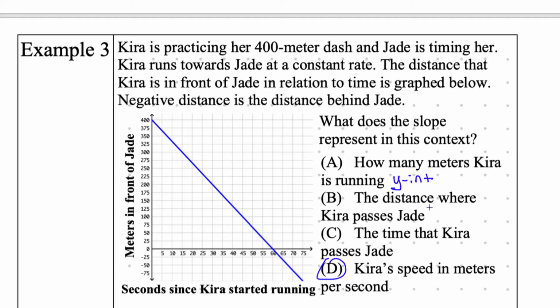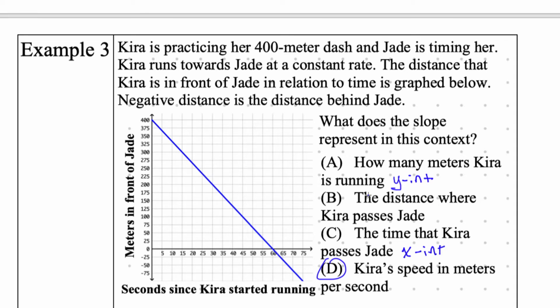So that's kind of a weird way to ask that. That is 0 meters all the way over here. This right here is the point at which you pass Jade, Kira. So the time that you pass Jade, because down here it's seconds, is 60 seconds, which means you have run 400 meters in 60 seconds. And again, since 400 meters is a quarter mile, you've done that in a minute. This is the equivalent of a 4-minute mile pace, a crazy fast pace. Good job, Kira. So the time that Kira passes Jade, that is the x-intercept.